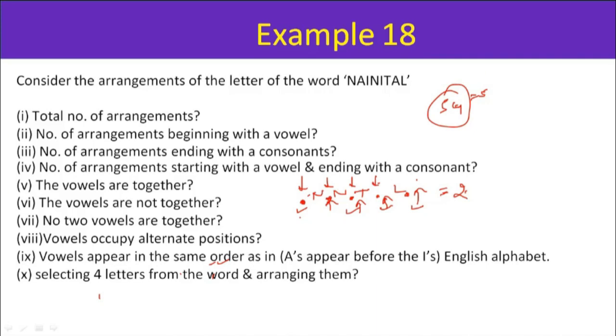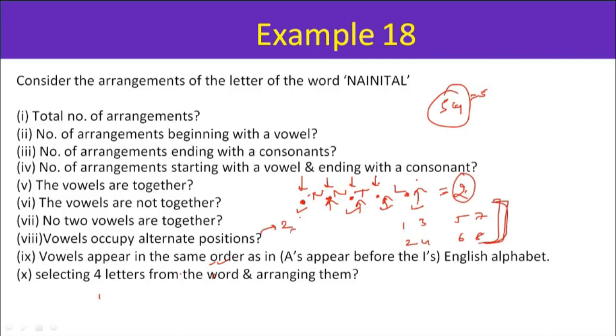Vowels occupying alternate positions means either positions 1, 3, 5, 7, or positions 2, 4, 6, 8. I have only 8 letters, right? So it could be either 1, 3, 5, 7, or 2, 4, 6, 8. These are the only possibilities here. So the total number of cases is 2 and not 5.